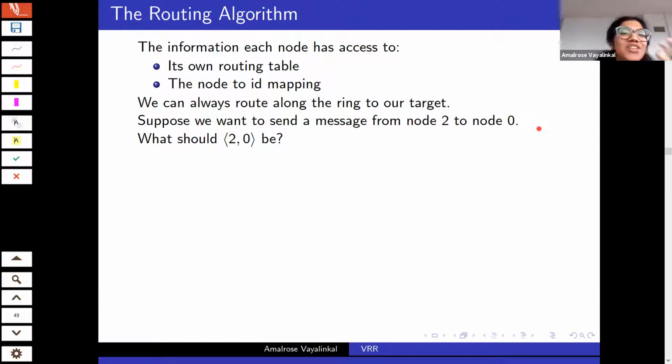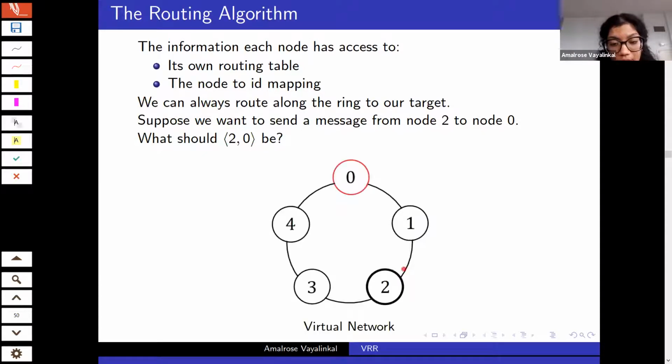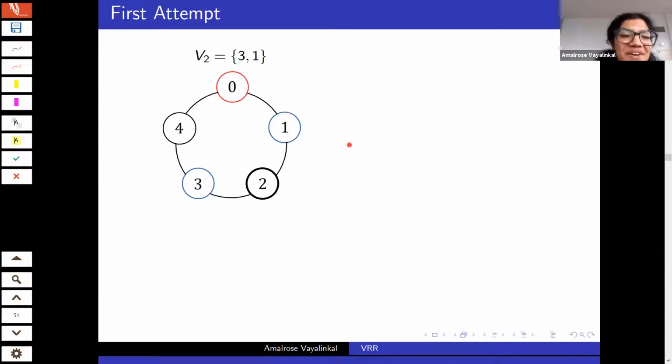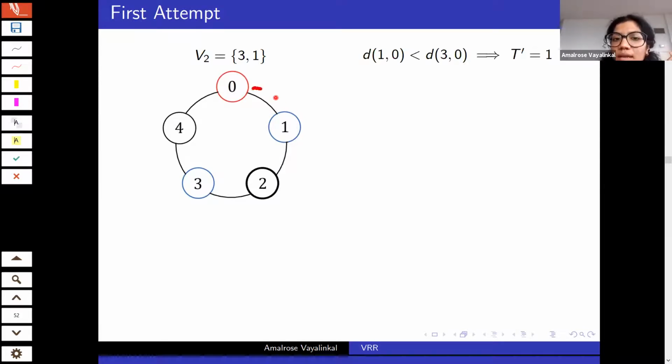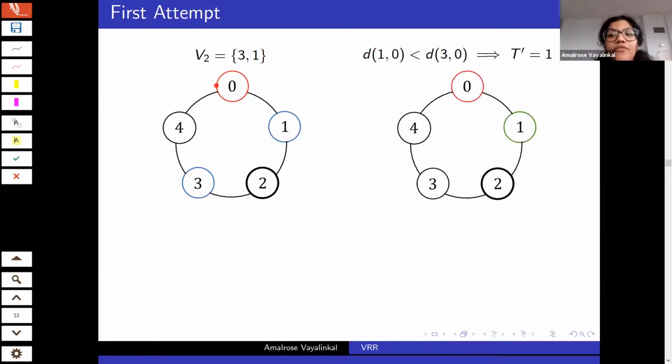And so the question is, what should this virtual link be? Like, what should this path from 2 to 0 be? So here we have the ring, this is the source node, and this is the target. How might we set up this path? Well, the first thing we could try is we can consider the virtual neighbors of 2. So we have 3 and 1, and we can consider their distance to the target. And so we see that 1 is 1 away from 0, whereas 3 is 2 away from 0 in the shortest path. And so we can set the intermediate target, T prime, to be 1. So we're saying, okay, from 2, let's first travel to 1. And then hopefully from 1, we can get to 0.